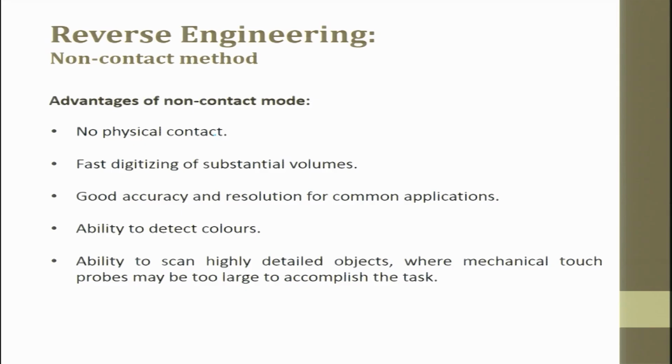So, you have no physical contact. Fast digitizing of substantial volume can be done very fast by using non-contact methods, with good accuracy and resolution for common applications. The ability to detect color is possible, which was not possible using contact type. And the ability to scan highly detailed objects, where mechanical touch probes may be too large or take too much time to accomplish the task, we can use these non-contact scanning techniques to do it.